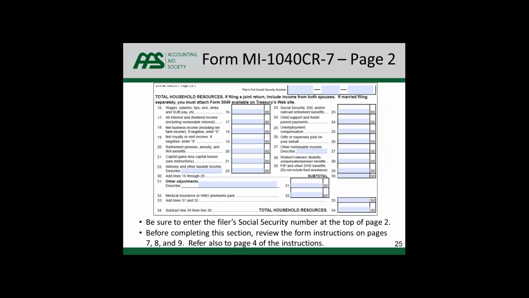Total household resources. This is a pretty good list in the form instructions. A couple things I do want to mention. Line 23, Social Security SSI. You want to reduce by any Medicare payments out of your Social Security. Also, some taxpayers can receive both Social Security and SSI, so you want to make sure you pick up all of those amounts.